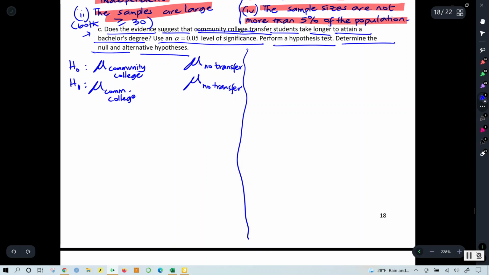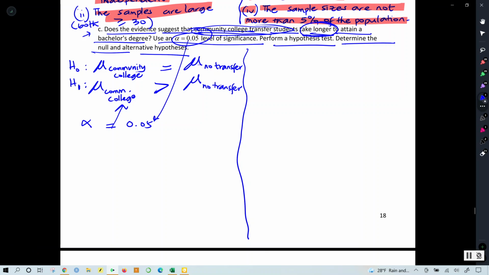Our goal is to test if the average time it took community college transfer students, if they take longer. So if the average from community college is greater in time than those not from community college, this will be greater here, and this will be equal to here. And alpha is 0.05 level of significance based on the results.